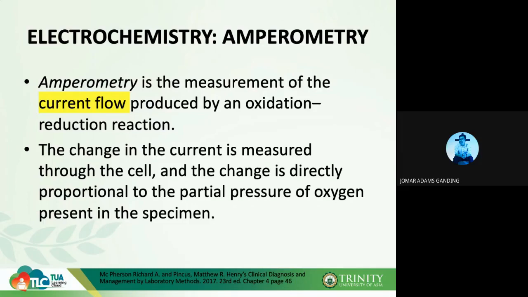Okay? And now the change in the current is measured through the cell, and the change is directly proportional to the partial pressure of oxygen present in the specimen, which leads me to my next point, that amperometry is usually being used in the measurement of your partial oxygen. Are we clear? Hello? Are we still clear, chat box?